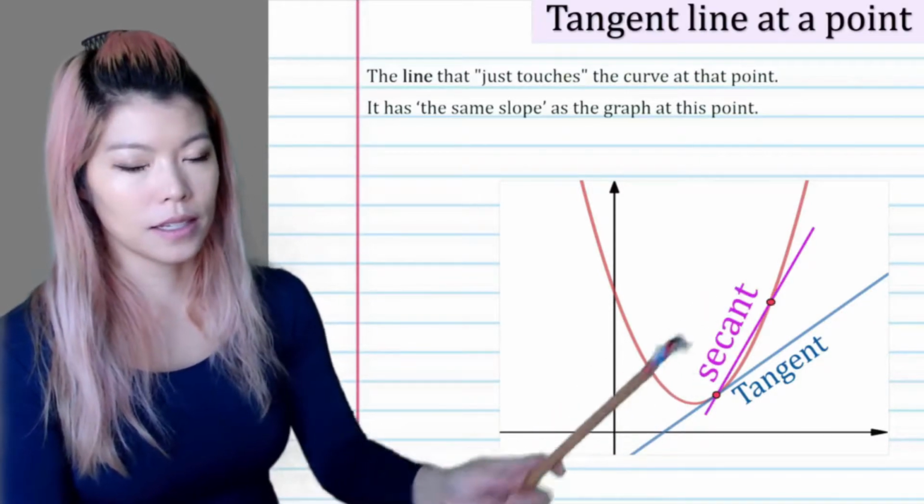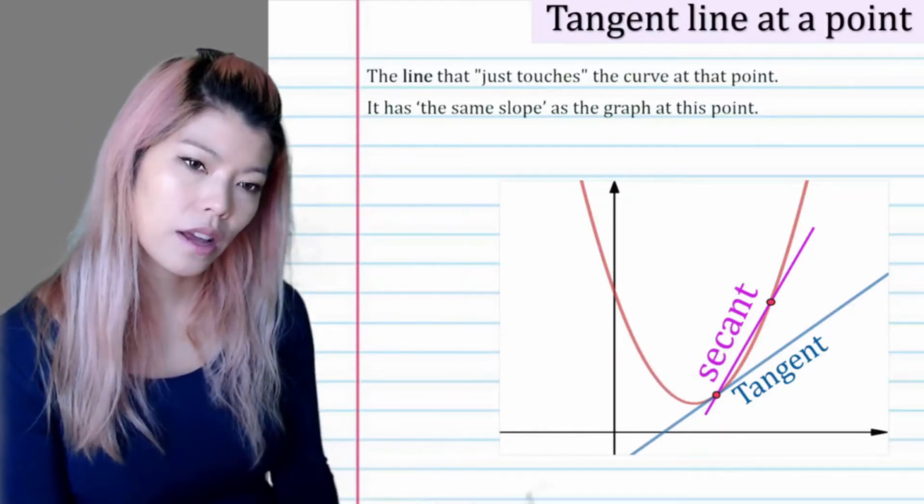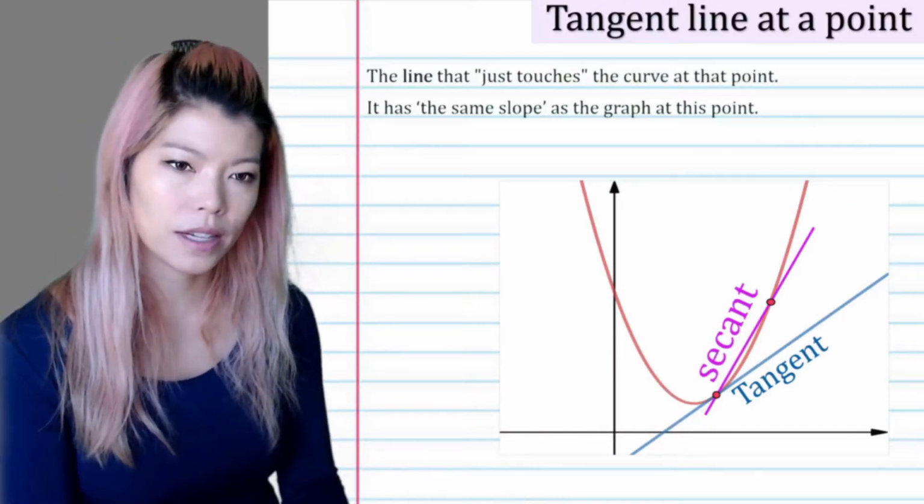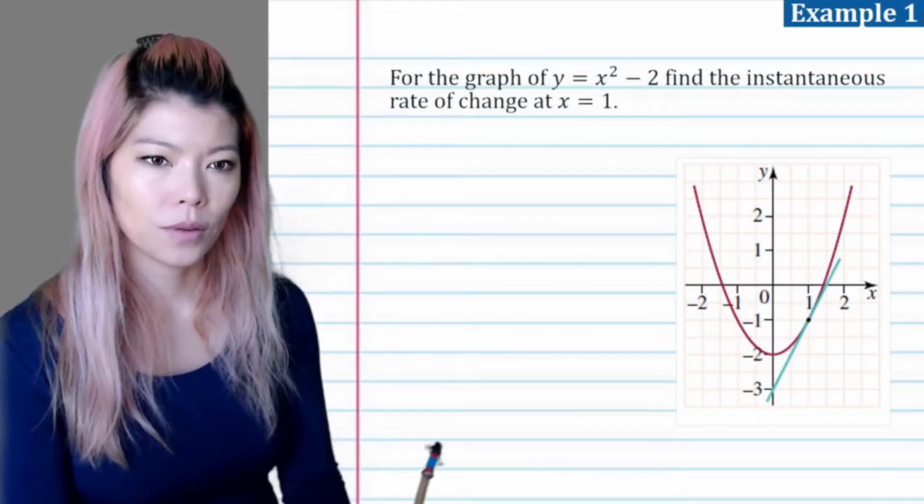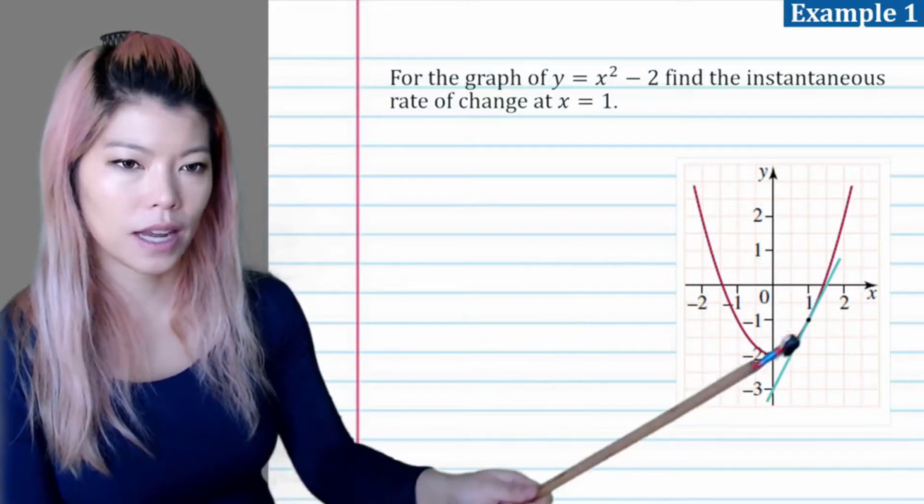Now that's a secant. Why am I drawing a secant? Let's have a look. Do they have the same gradient? No, the tangent has a much better gradient than the secant. So we're going to use the tangent to draw and estimate the gradient at that point.